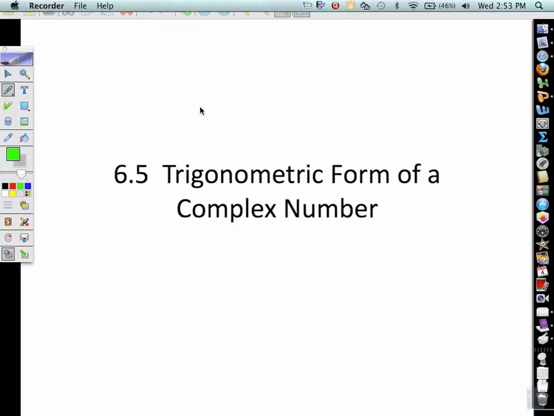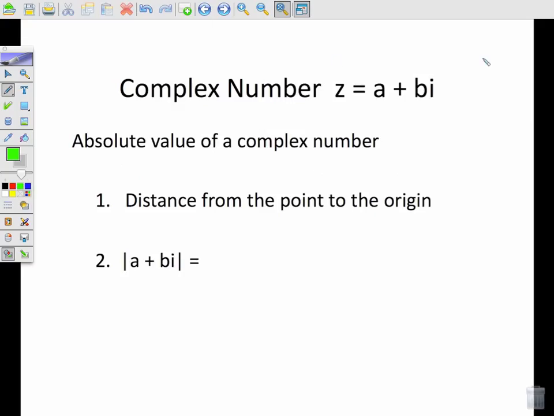In this video here, we are going to look at some complex numbers, and we're going to focus on writing our complex numbers in what's called trigonometric form. Let's first look at what the complex number is. Remember, the complex number is a number that is in the form of a plus bi.